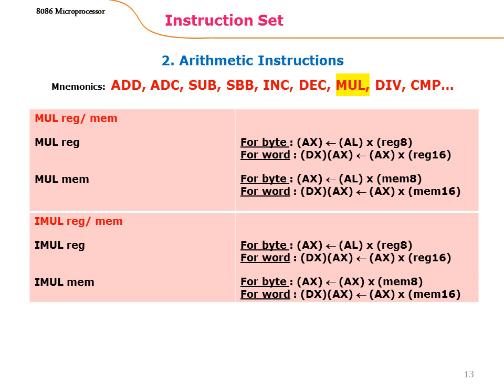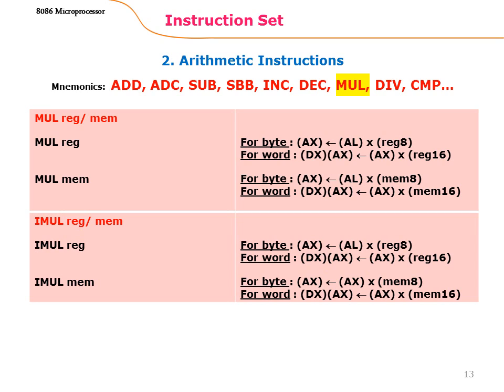MUL instruction can perform the multiplication operation. One important note is that this multiplication instruction has only one operand, that is the source operand, and the default destination is the accumulator. If the source is a register, the destination is the accumulator. If the source is a memory, the destination is also the accumulator. For example, if we are performing a byte multiplication, the result is stored in AX. If we are performing word multiplication, the result is stored in both DX and AX registers.